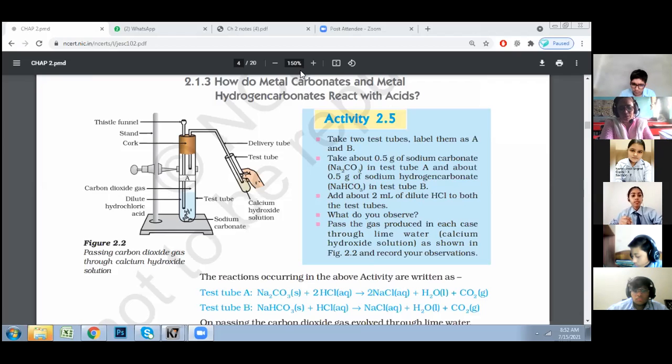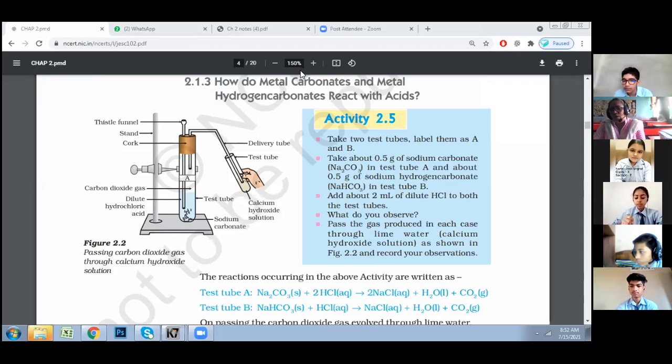What will be the rest of the product, Rupendra? What will be the rest of the products? Ma'am, CO2. Carbon dioxide plus water, H2O. Yes. Agree? Now write down the products with sodium hydrogen carbonate.